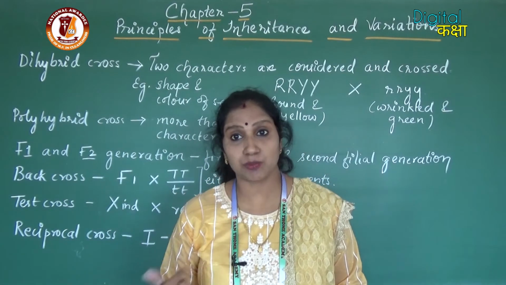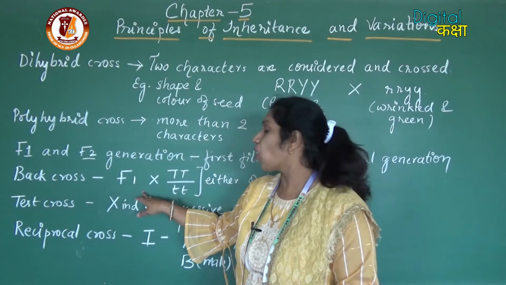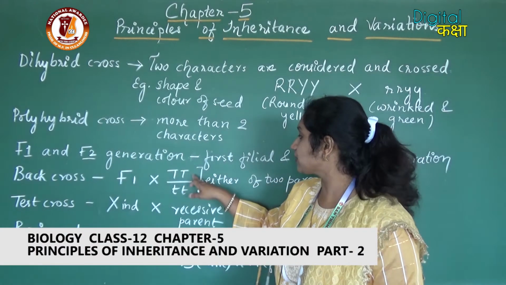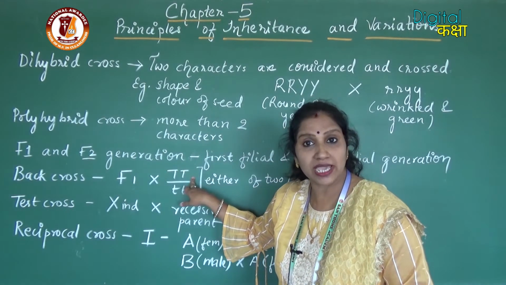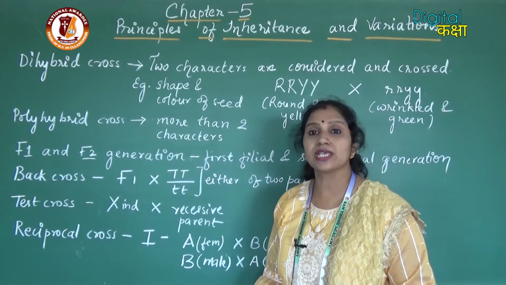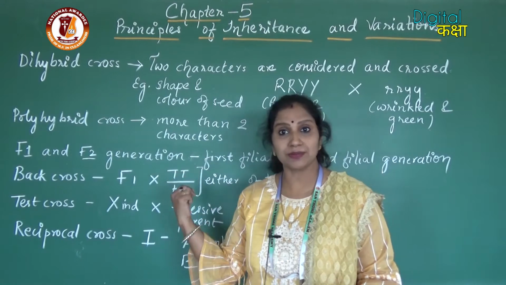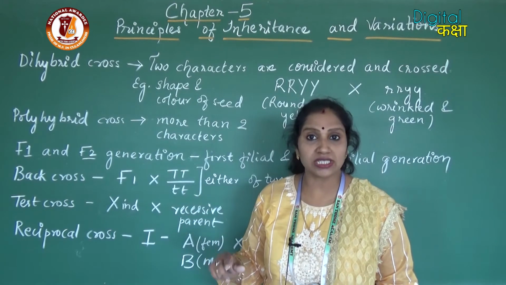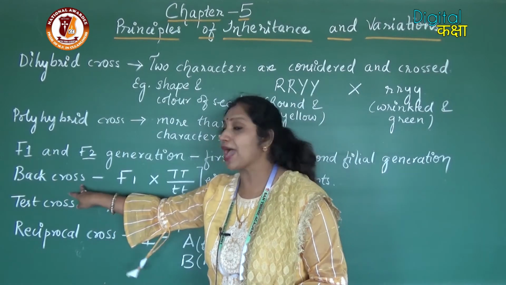As the name indicates, back cross means we are crossing the F1 generation or the F1 hybrid with either of the two parents. So here I have taken an example like this. We are crossing the F1 hybrid with the homozygous tall parent and we are crossing the F1 hybrid with the homozygous dwarf parent. So this cross is called a back cross. Back means to the parents. So when the F1 hybrids are crossed with either of the parents, such a cross is called the back cross.